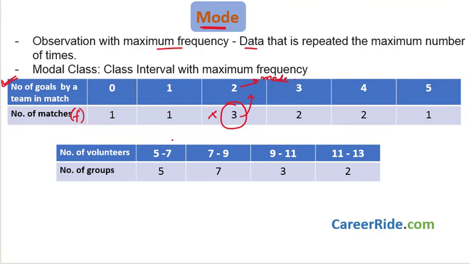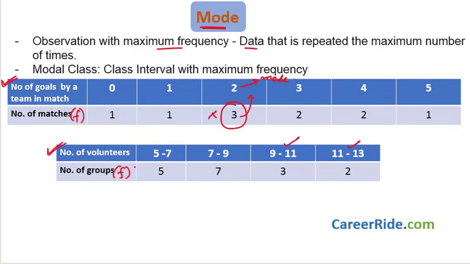Now see, there is a possibility that the data can be given to you in grouped format, like it is given to you in table number 2. Here the number of volunteers is given to you in the first row and how many groups have these volunteers is given to you. So there are 5 groups that have got 5 to 7 volunteers. Then there are 7 groups that have got 7 to 9 volunteers. There are 3 groups that have got 9 to 11 volunteers. There are just 2 groups that have got 11 to 13 volunteers. So this number of groups is what? It is the frequency, right?